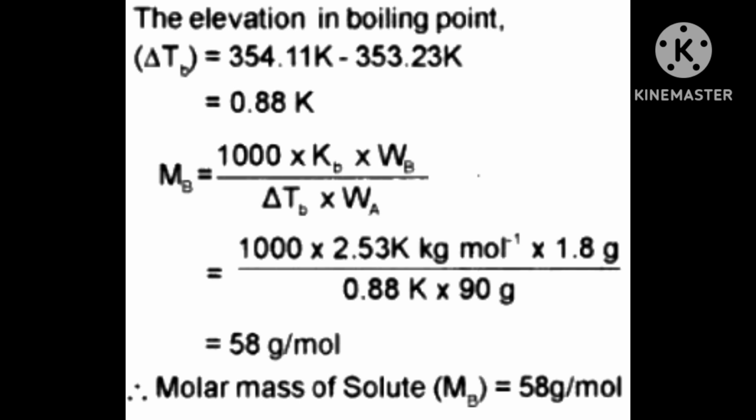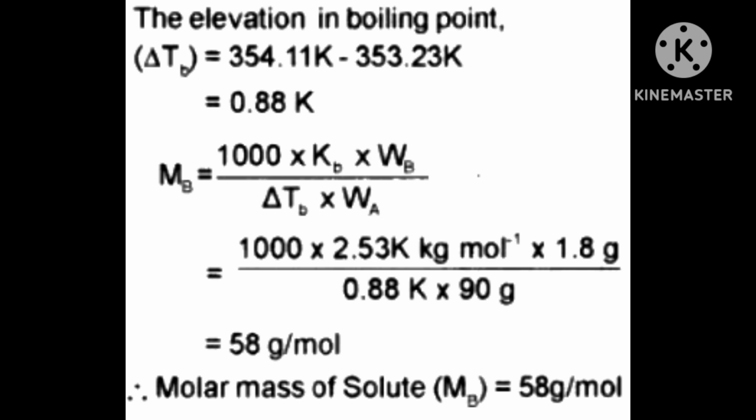I get it by cross multiplication, but the easy way is simply to bring M2 in the place of delta Tb, or delta Tb in the place of M2. That's enough. In order to determine M2, you should know the other values. 1000 is given, not required anything. Kb value will be given, W2 value will be given. If the delta Tb value and the weight of solvent are given, then with all things there, M2 you can calculate.